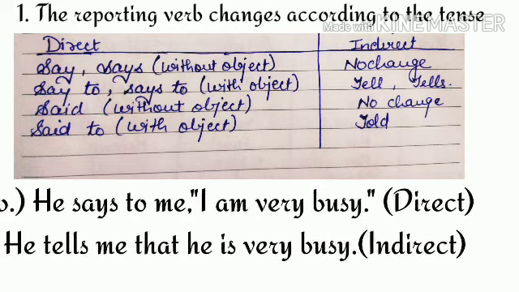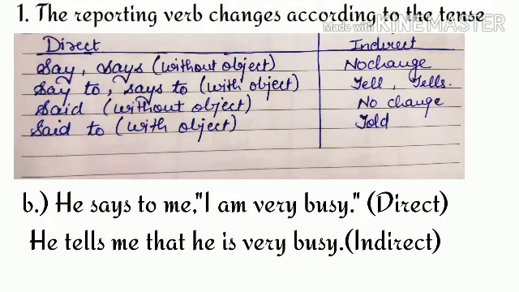Now, if the reporting verb is used with object, like if say to or says to is written with object, it changes into tell or tells in indirect speech. For example, he says to me, I am very busy. So in indirect, says to will change to tells. The indirect form will be, he tells me that he is very busy.